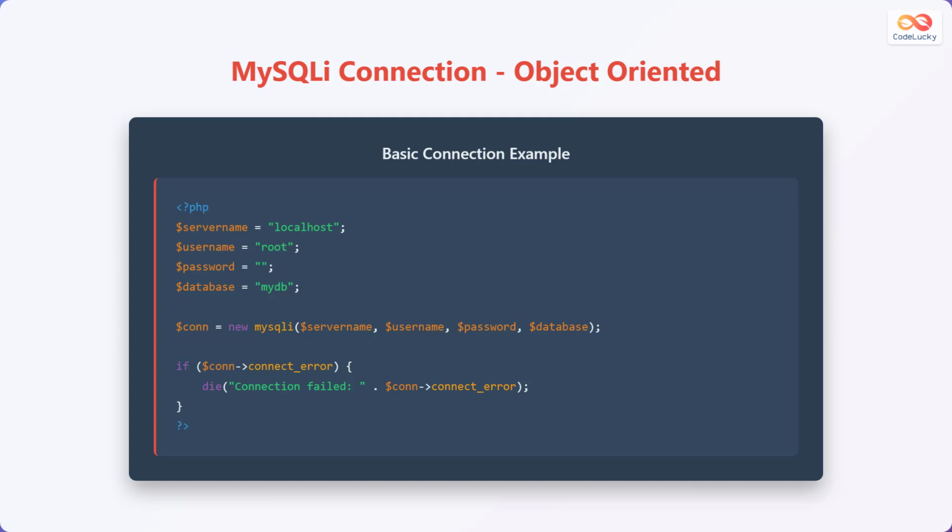After that, check if the connection was successful using an if statement. If there is a connection error, terminate the script using the die function and display the error message, $con followed by connect_error. This code snippet demonstrates the fundamental steps to connect to a MySQL database using MySQLi in an object-oriented manner.